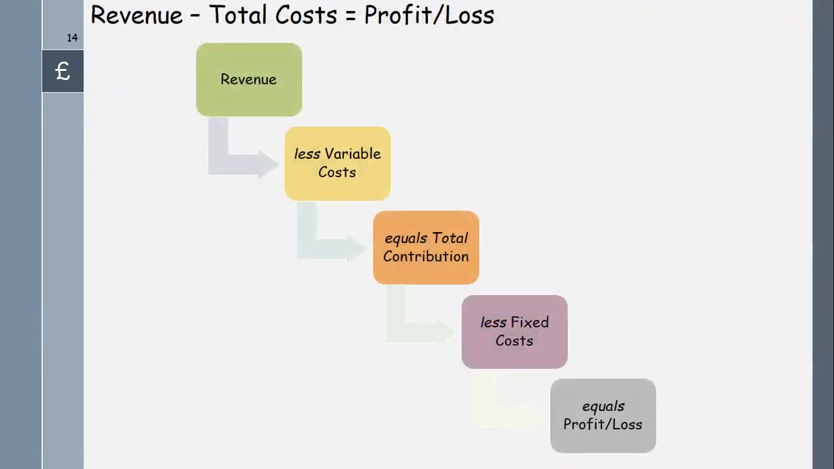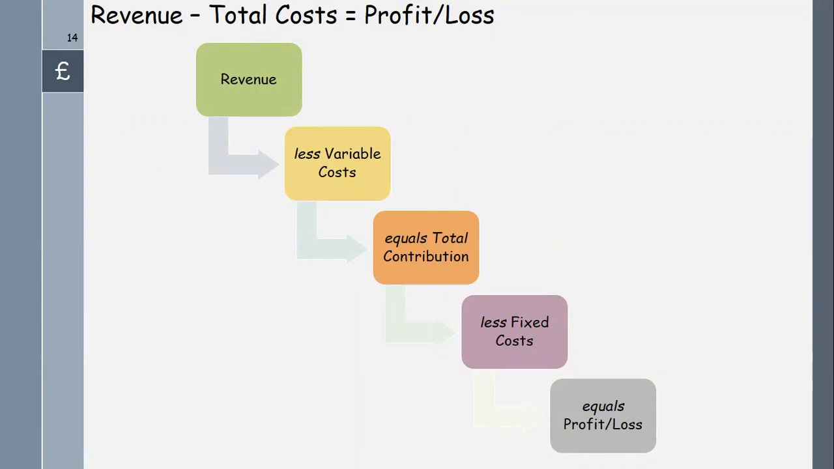And now, I said last lesson, there's going to be a link between that formula we talked about at the end and this marginal cost and stuff. So we said last lesson that if I take revenue and I take away the total costs, that gives us our profit or loss.